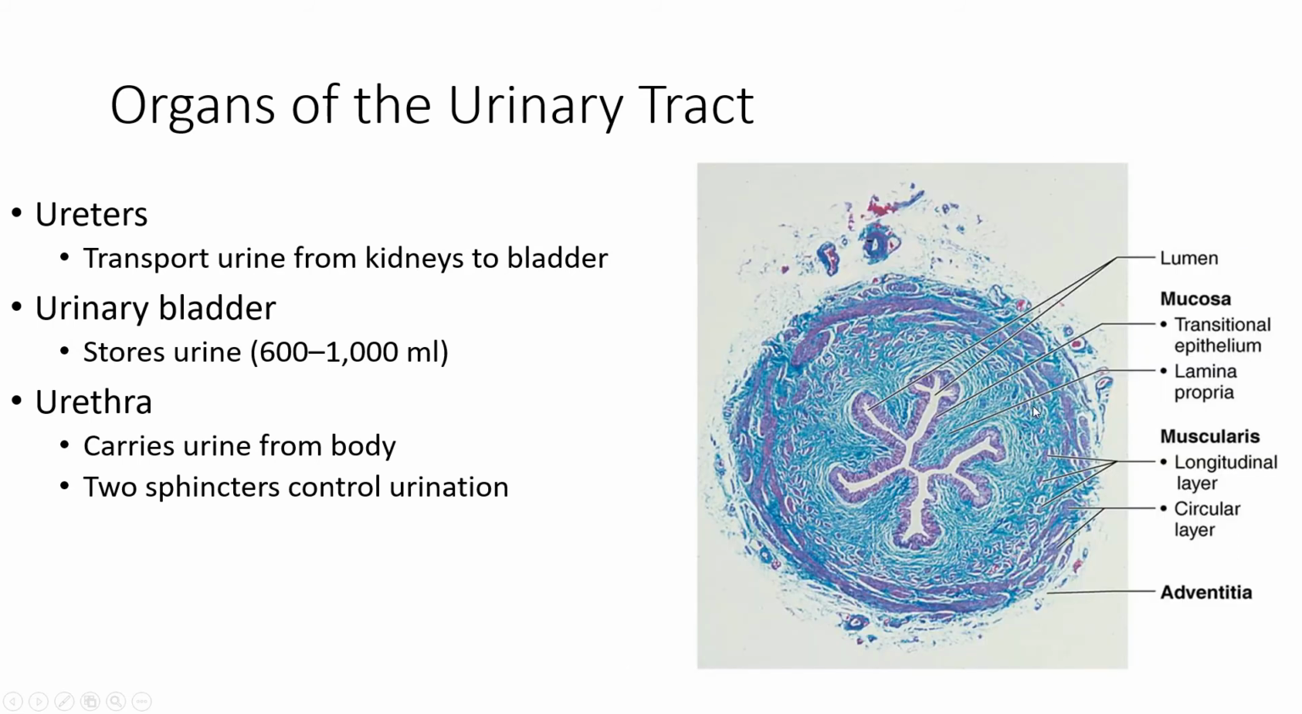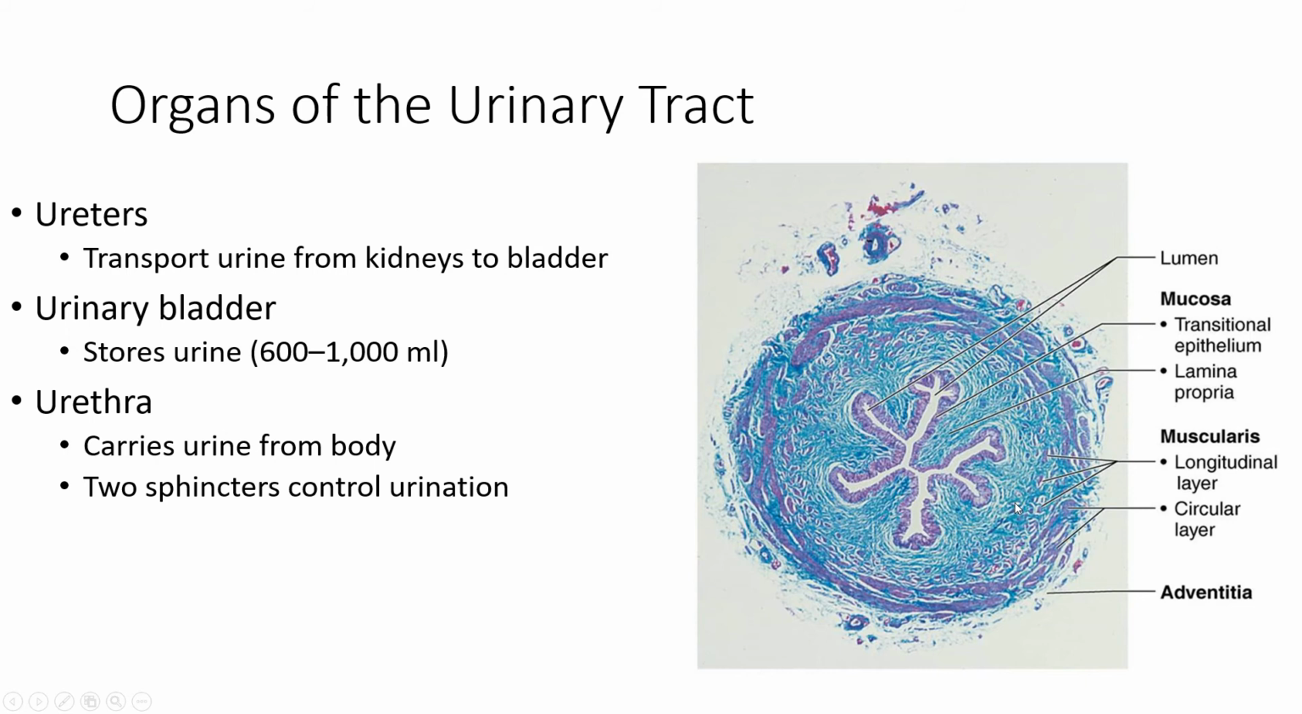When you look at the ureter, it's composed of transitional epithelium. The transitional epithelium is important because it allows the ureter to expand and change in shape. Of course, you have smooth muscle, which makes up the muscularis, and it helps with the propulsion of urine towards the bladder.